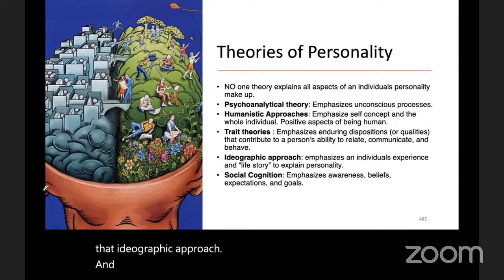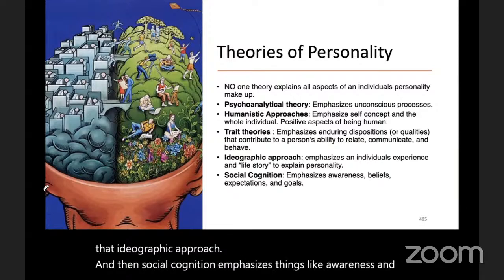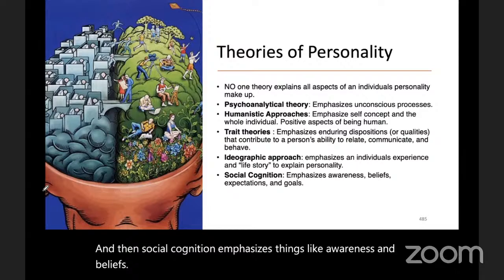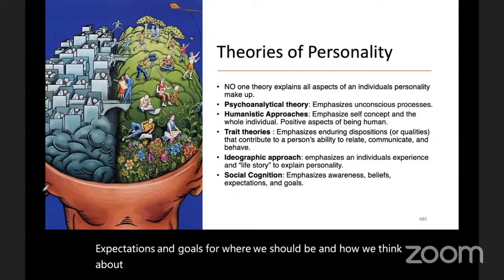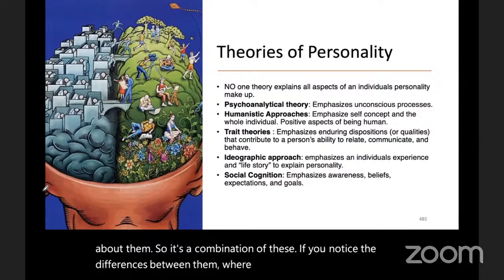And then social cognition emphasizes things like awareness and beliefs, expectations and goals for where we should be and how we think about them. So it's a combination of these, if you notice the differences between them, where one stops, the other one fills in. Okay. And so let's take a look.